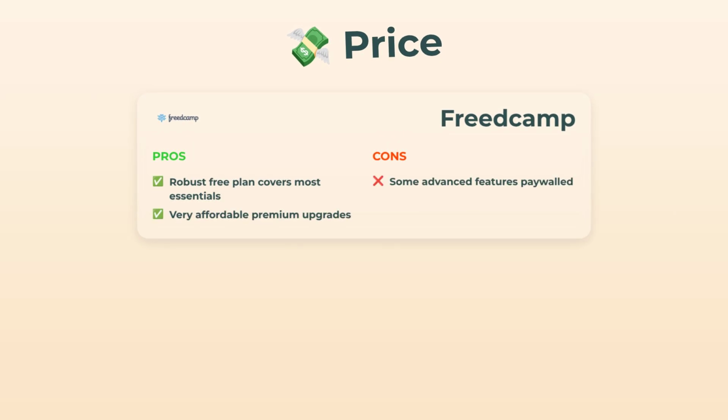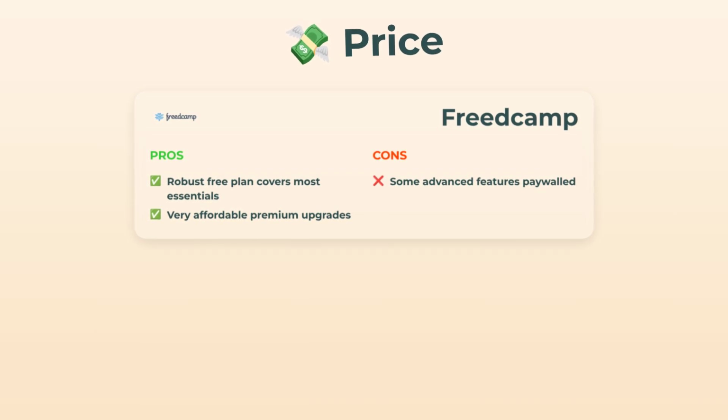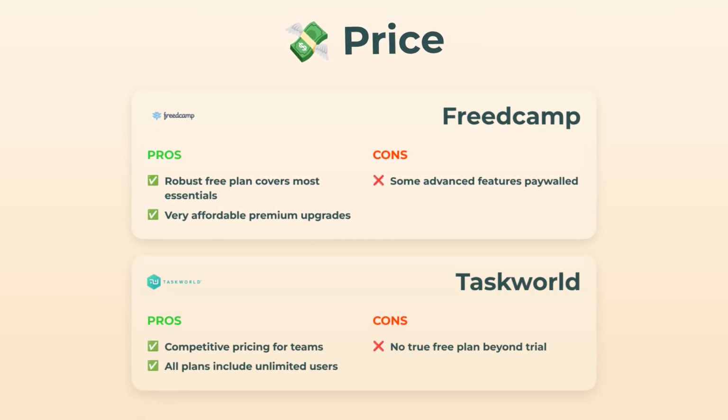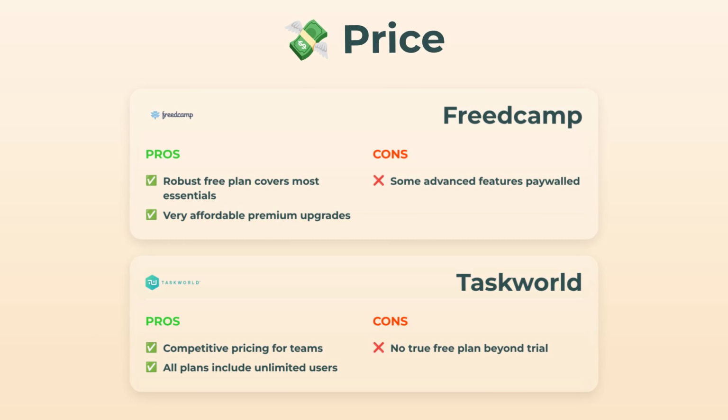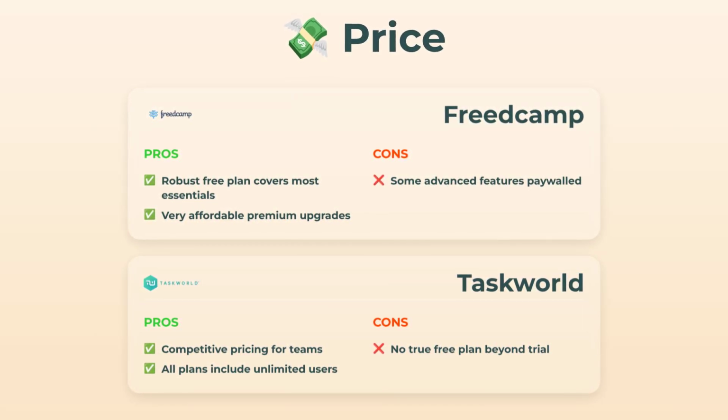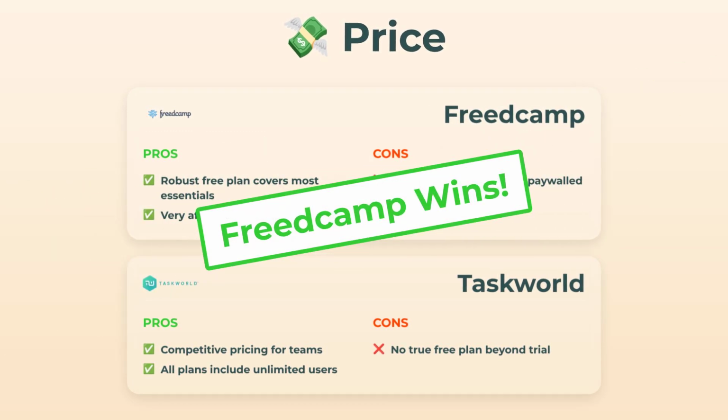Okay, let's talk price first. Freedcamp honestly kinda knocks it out of the park here with a free plan that actually covers most essentials, which, let's be real, is rare these days. And even the upgrades are super affordable. Sure, some fancy stuff is paywalled, but Taskworld, it's more like, hey, get a trial and then you've got to pay up. On the plus side, Taskworld does offer unlimited users on all paid plans, which is way more generous than some others. So for your wallet, Freedcamp just edges ahead here.